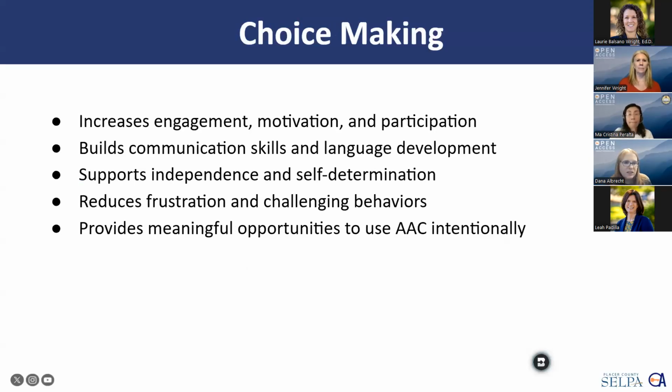Okay, let's touch briefly on what it means to make choices. So, choice making is one of the most powerful ways that we can support students with AAC. It gives students a voice and control over their learning and their environment, helping them to feel engaged and to feel valued.